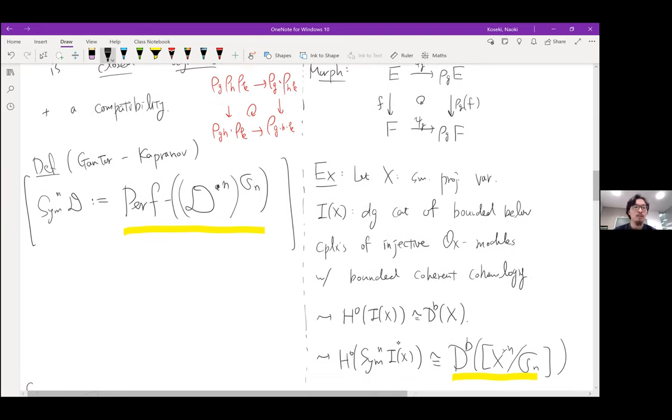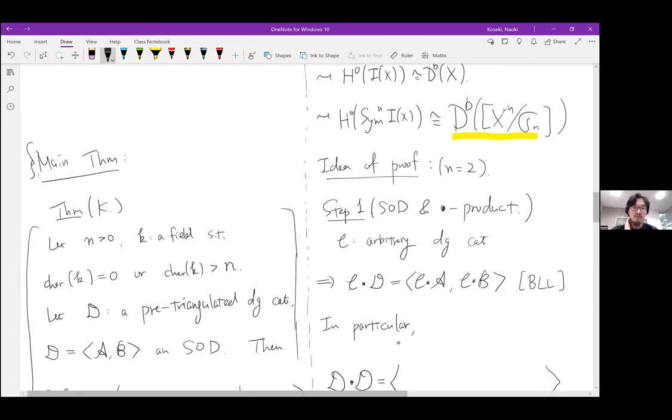So that's the definition of symmetric product. And if there's no question, I move to the main theorem and its proof.